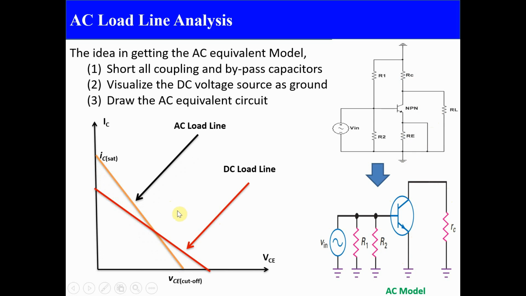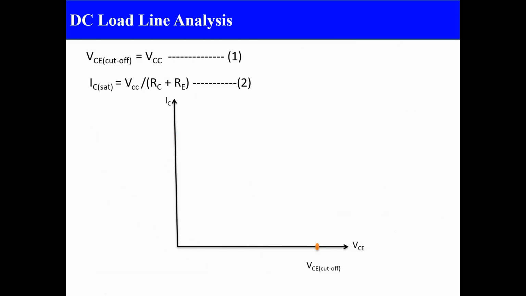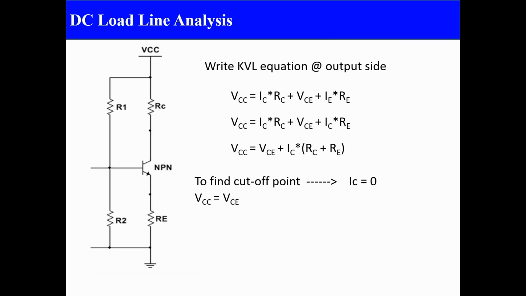Now you should have one question: why is the slope of the AC load line higher than the slope of the DC load line, means why is the AC load line steeper than the DC load line? It should be an obvious question. So the answer is, as here the emitter terminal is grounded, the emitter resistance becomes 0. So the collector current IC increases. Collector current IC increases.